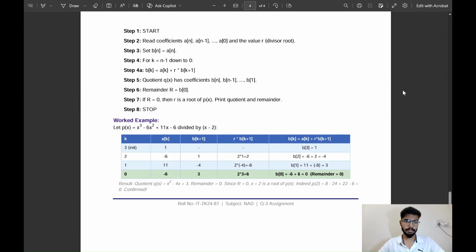Now see one example. Let p of x is equal to x cube minus 6x square plus 11x minus 6, divided by x minus 2. Here you can see k, ak, bk plus 1 and r into bk plus 1, and at last bk is equal to ak plus r into bk plus 1. Here is how it is done, and at last you can see what the result is, and you can see how it works. Okay, thank you.